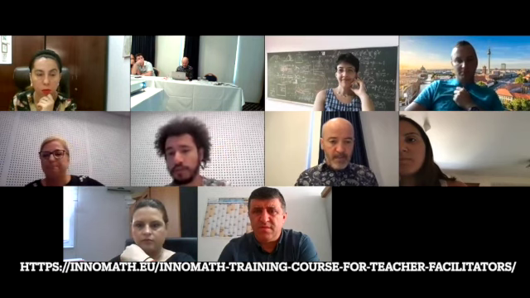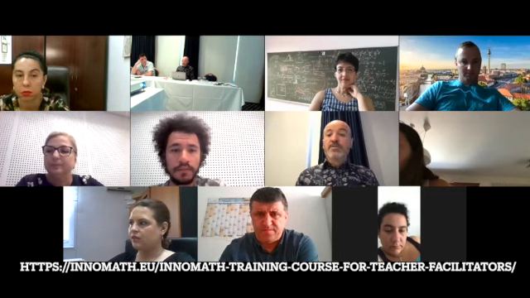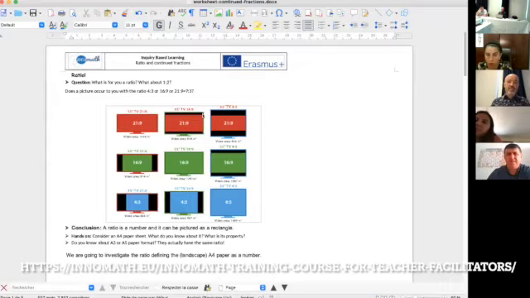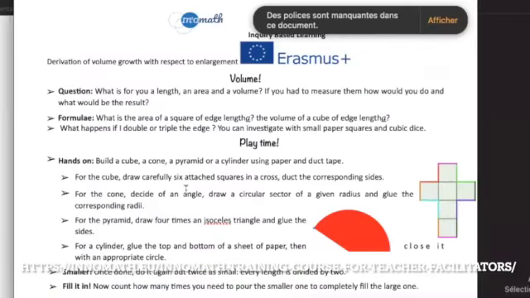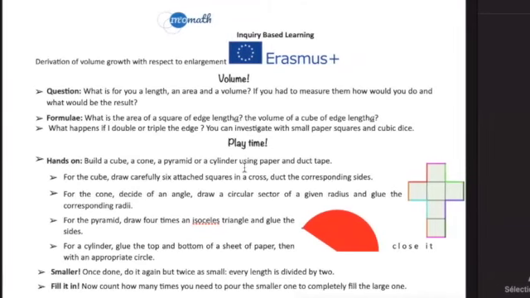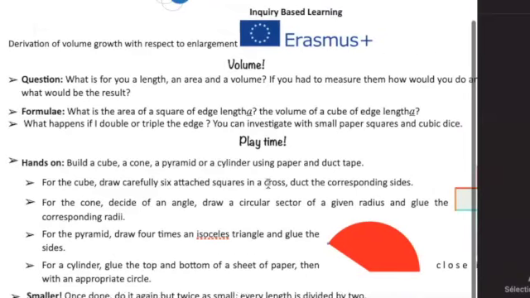Let me first put it in the chat so that you can find all the different files I'm talking about. This is the worksheet. The worksheet on the volume is the part which should be given to the students after appropriation by the teacher. It explains how to build a cone, a pyramid, or a cylinder using paper and duct tape.